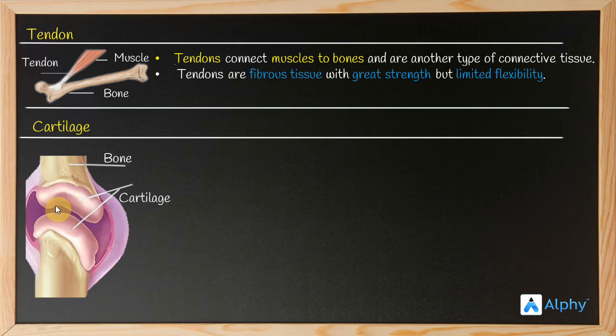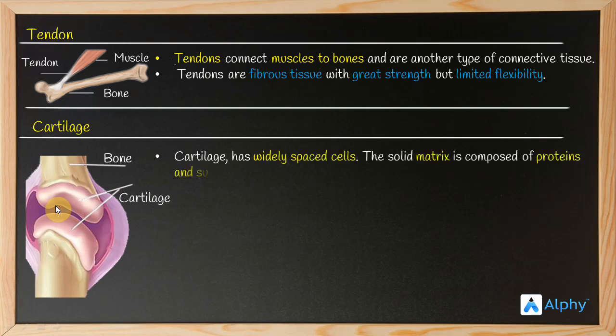Let's see what the characters of cartilage are. The cartilage has widely spaced cells, the peculiarity of connective tissue. The solid matrix is composed of proteins and sugar, right? Here, the cells are widely spaced. It is a character of connective tissue. And what about the matrix? It is a solid matrix which is composed of proteins and sugars, right?